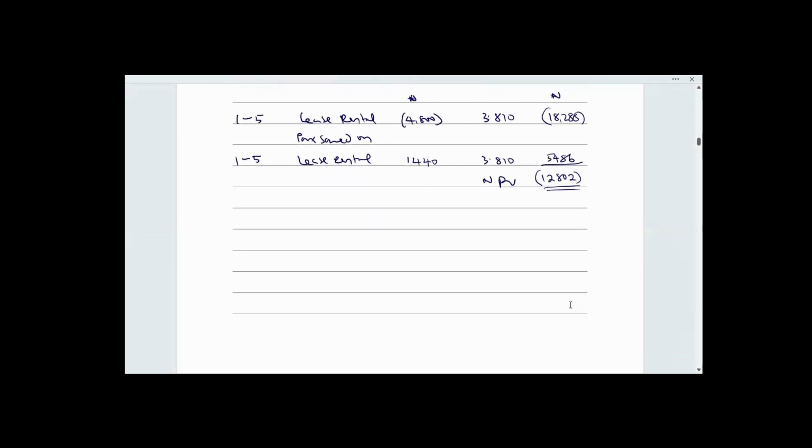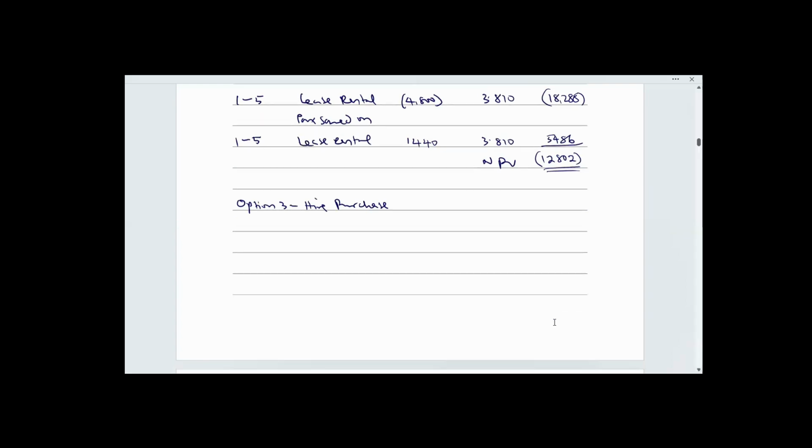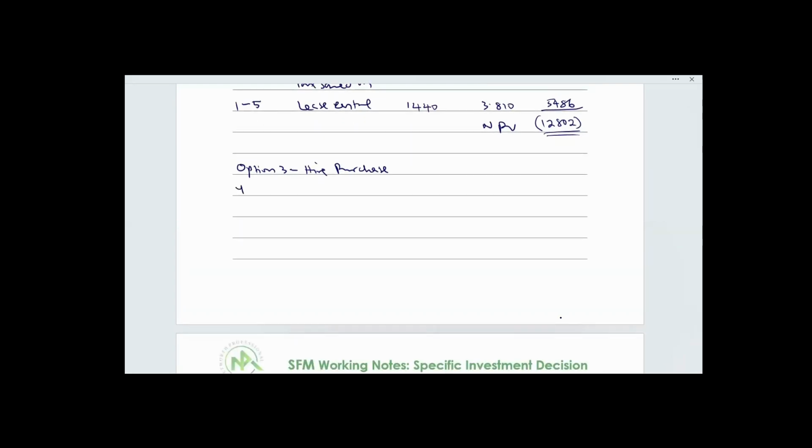So option 3. Option 3 is hire purchase. Let me manage this space. Let me just manage hire purchase. Under hire purchase, we are going to use columnar format because we have 5 variables. For year 0, 1, 2, 3, 4, then year 5.